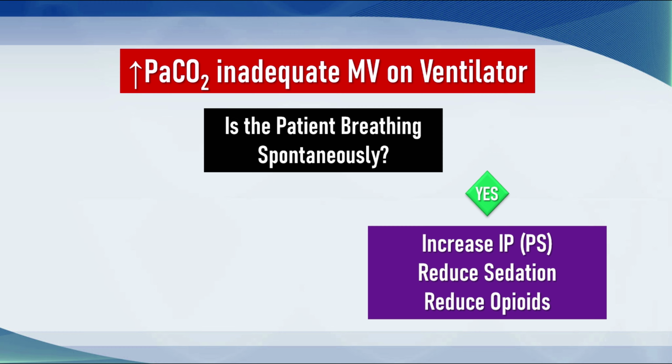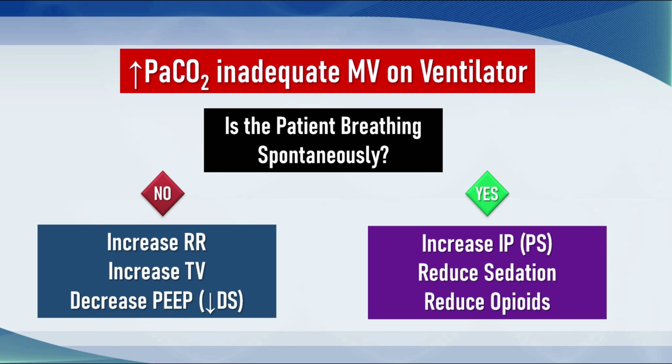So if the patient, for example, is on pressure support, we increase the pressure support inspiratory pressure level. If the patient is on controlled mechanical ventilation, then the alveolar ventilation needs to be increased, usually by increasing the respiratory rate and or the tidal volume, or reducing PEEP to reduce alveolar dead space.